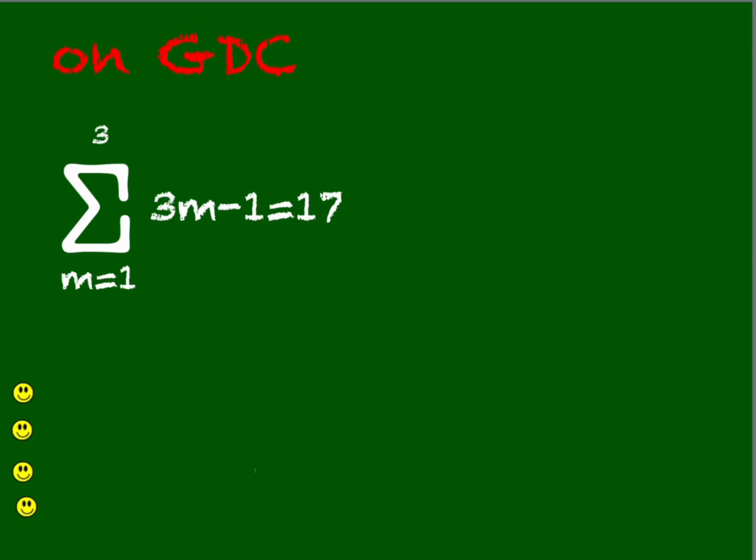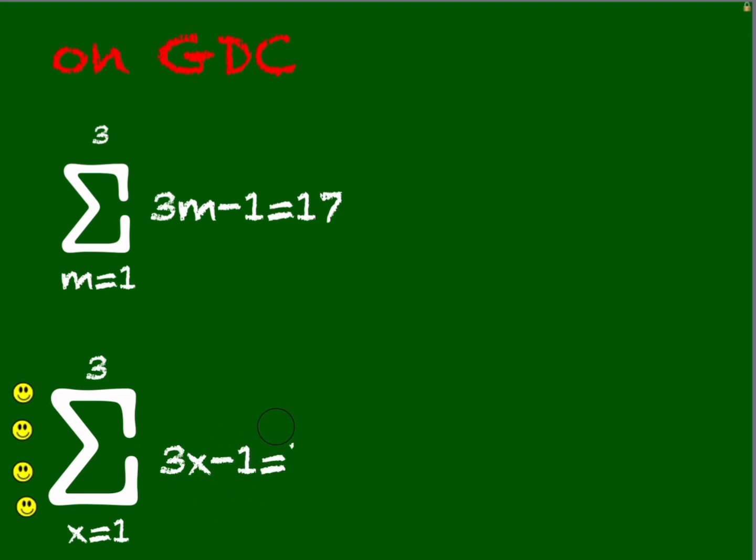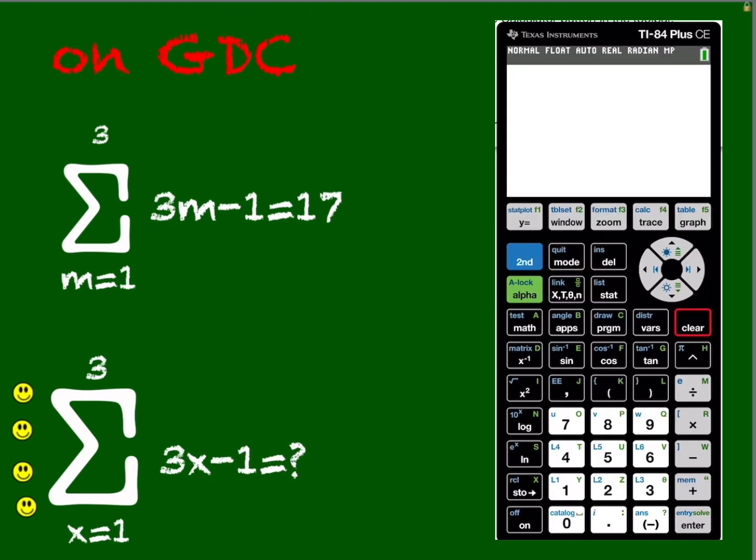Now, I will use the graphic calculator to solve the same question. First, I will rewrite the question in terms of x because the calculator uses x as the variable. This allows us to input the expression directly into the calculator. Now it's calculator time. First, press the math button. Then, scroll down and select the summation notation. You will see the sigma notation appear on the screen.